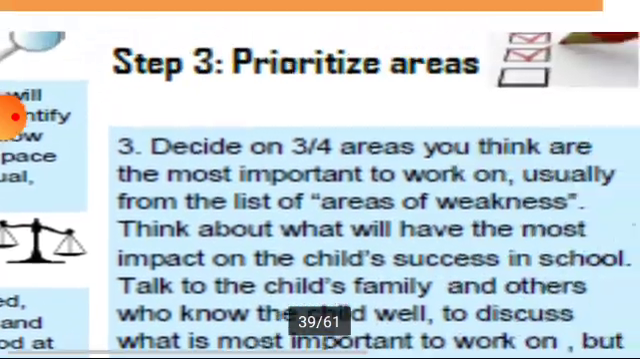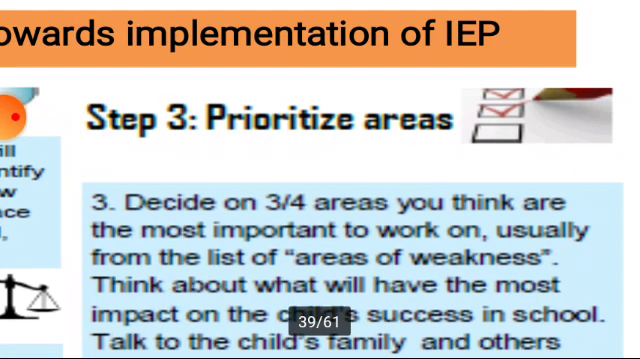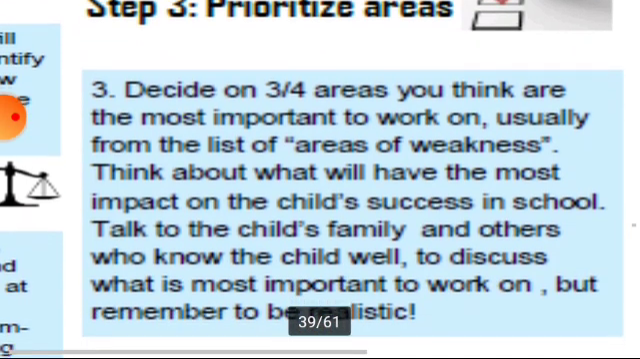The third is what we call prioritizing areas. We have to prioritize areas that we think are the most important to work on. Usually from the list of the areas of weaknesses, think about what will have the most impact on the child's success in school.